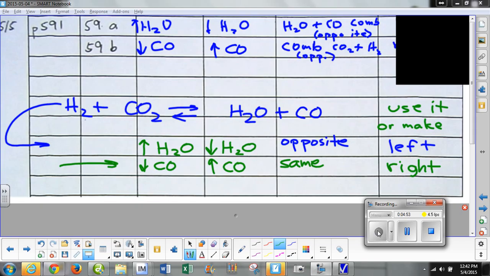Okay, are we good? All right. So when we go to the same side, we have to combine the stuff from the other side, right? So we are combining H2 plus CO2. If we go to the opposite side of water, what did we do? We combined water and CO. If you nail the opposite and same, then you get the idea of what the actual equation means and how it's being used. Does this help? Let's give it a try on some real problems from tonight's homework.